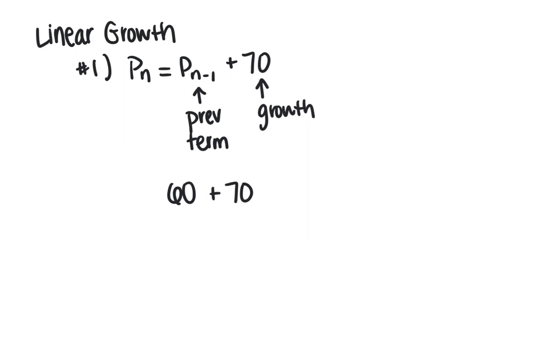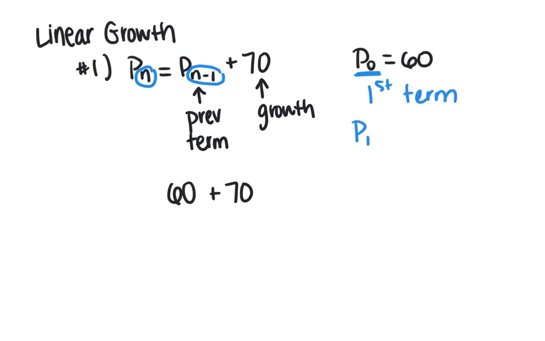And we add 70. Well, at least for my values, I know the numbers change for everybody, but for mine, I have Pn equals Pn minus 1 plus the growth. Those little subscripts are just telling you which term you're on. So this P0 means the first or the initial term. And then the next term that you would have is P1. That just takes the previous term plus 70, which gives you 130.